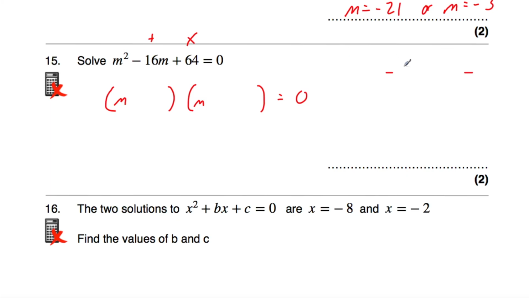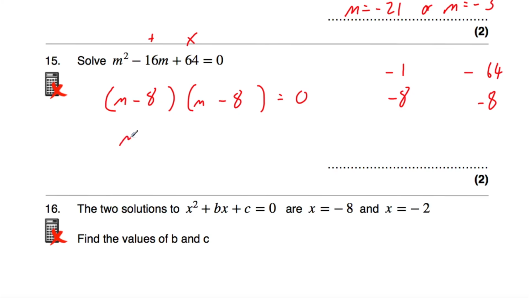But you may have chosen perhaps negative 1 and negative 64 to begin with, and then negative 1 times negative 64 is equal to 64, but negative 1 plus negative 64 would be negative 65, so it wouldn't be the negative 16 we needed in the middle there. So then you'd need to try other options until you find the negative 8 and negative 8, because negative 8 times negative 8 is 64, and negative 8 plus negative 8 is equal to negative 16, and that's it. So inside the brackets we'll have m minus 8 and m minus 8, so it's the same bracket twice. So that means this time we've got what we call a repeated root, so we've got the same answer twice, so we're going to have one solution whenever we write it down.